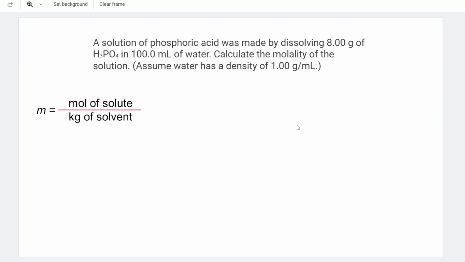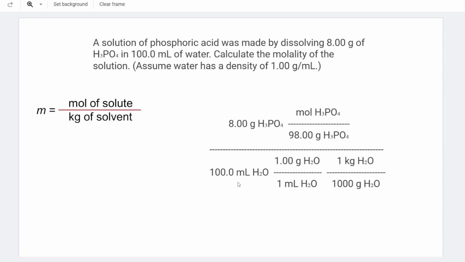So, the first thing we're going to want to do is convert this 8.00 grams of phosphoric acid into moles, since that's our solute. Now that we've converted to moles, we now have to convert the 100 milliliters of water into kilograms. And we can do this first by converting it into grams with the density that we're provided, and then by converting it from grams to kilograms. As you can see, we took 100.0 milliliters of H2O, or water, multiplied it by the density, 1 gram per milliliter, and then multiplied it by 1 kilogram per 1,000 grams.